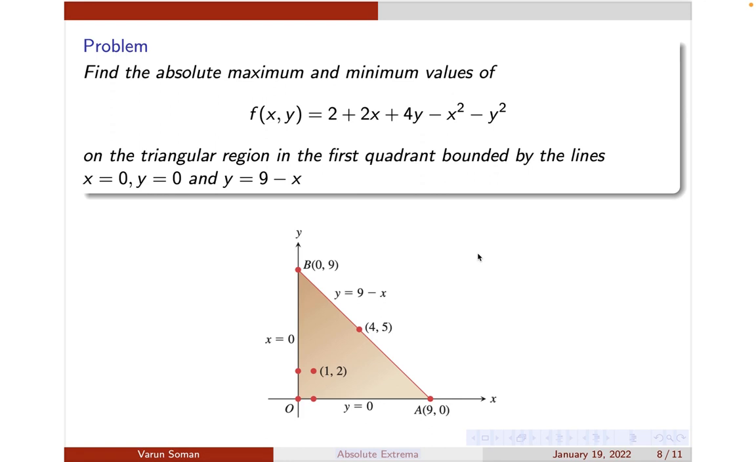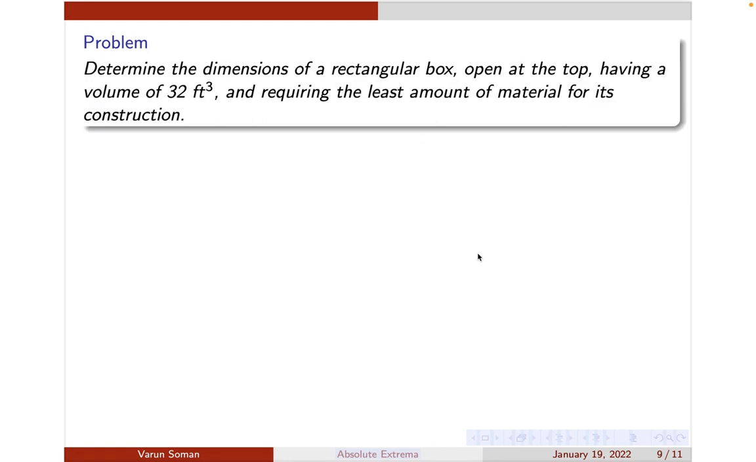So let us look at one problem here. Determine the dimensions of a rectangular box open at the top having volume of 32 feet cube and requiring the least amount of material for its construction. Just read the question. What is given to you? The volume is 32, and you have to find the least amount of material for its construction. The material is coming in the surface, so you have to find the least surface area.